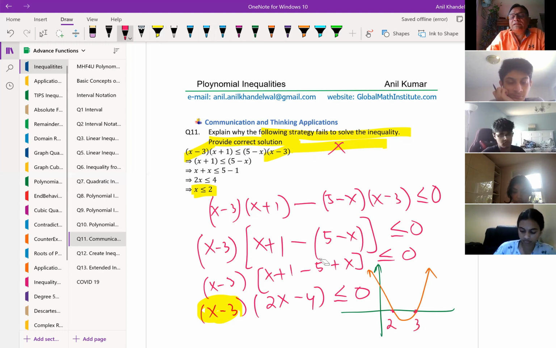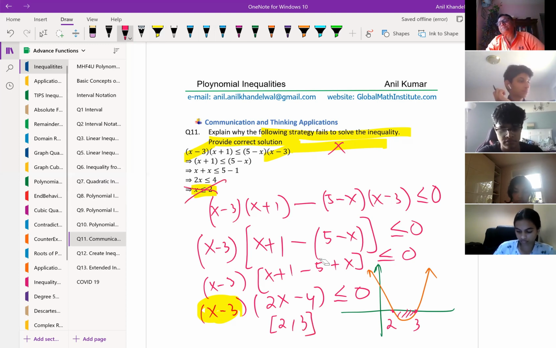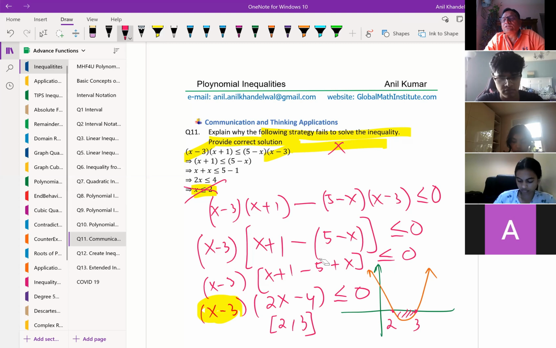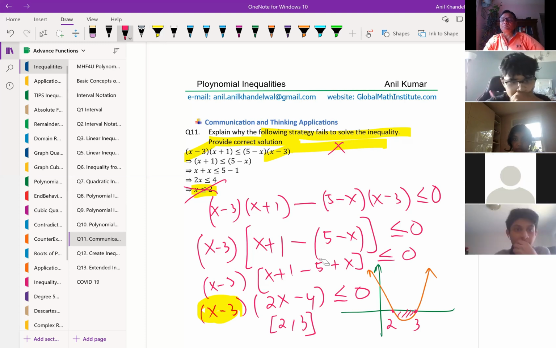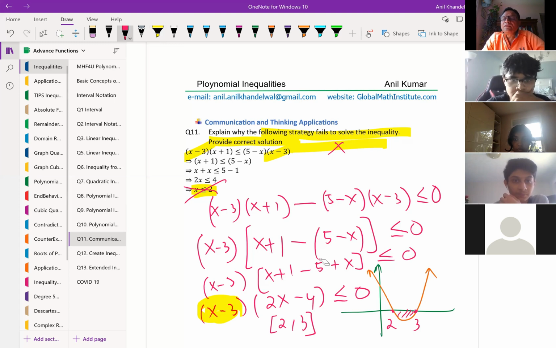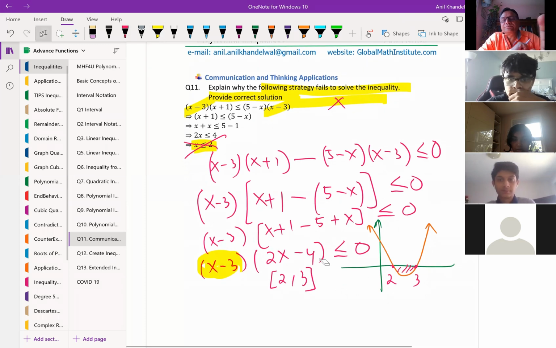And we want to be less than 0. That means this is the solution, correct? Less than or equal to. So solution is between 2 and 3. Do you see that? So this is the wrong solution. Do you understand the concept? Vishruta, did you understand how we got the solution? Yeah. Any doubts?